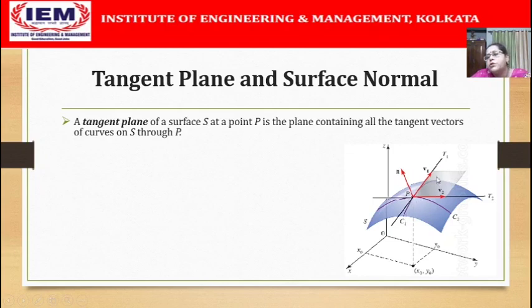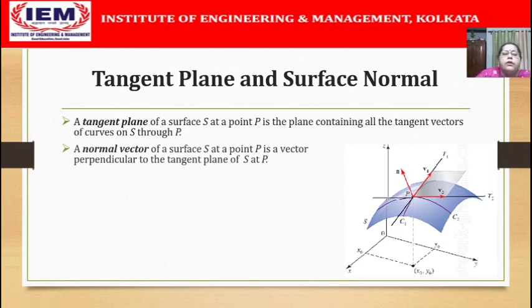So here we have shown a curve C1, this is a curve C2, and the tangent vectors are here T1 and T2. And these tangent vectors are comprising this plane of tangents which we call the tangent plane. And now a normal vector of a surface at the point P is a vector perpendicular to the tangent plane of S at P. So here is the normal vector which is perpendicular to this tangent plane.